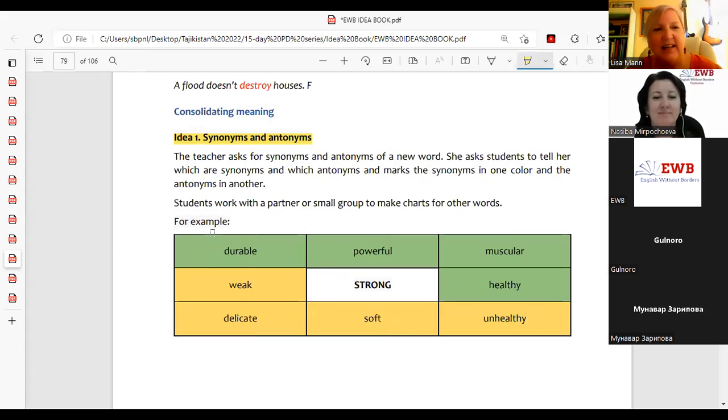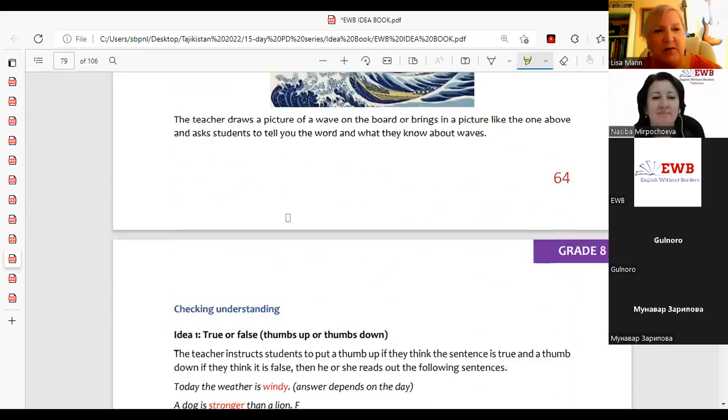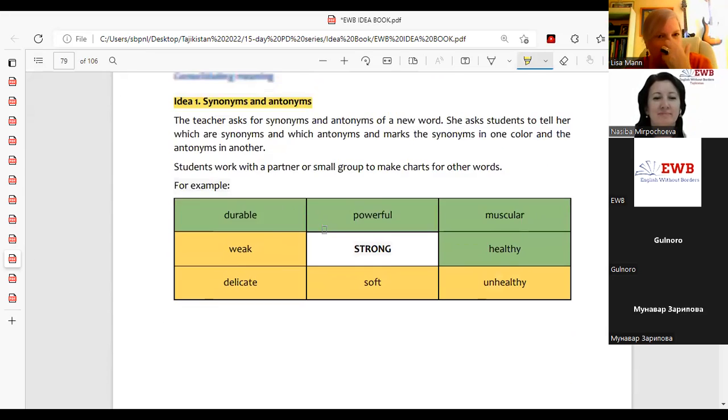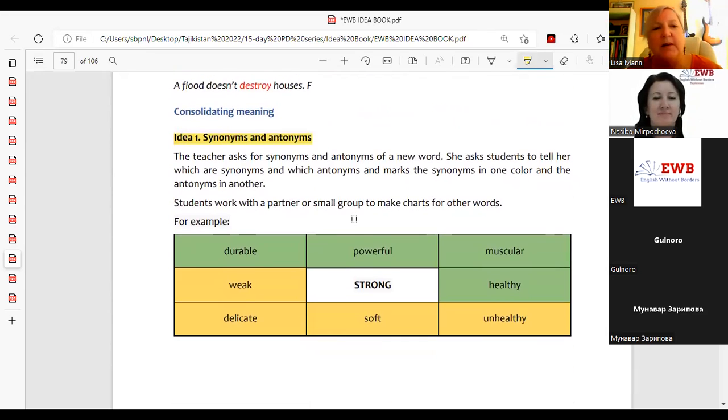And one group of teachers came up with this idea, which is for learning and consolidating vocabulary. It's just a box of synonyms and antonyms, with the word in the middle. Then the students work together to think of other words that mean more or less the same thing, and also words that mean the opposite. And they write those in different colors. So this is a way of thinking very carefully and very intensely about the vocabulary that they're learning.